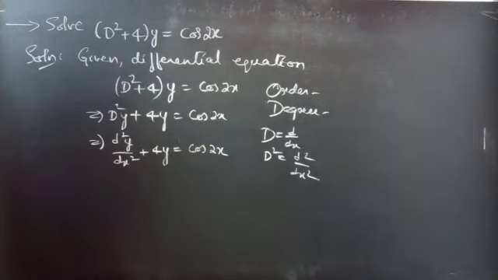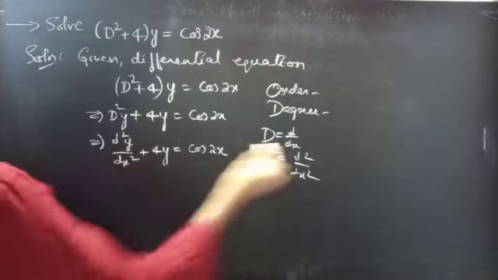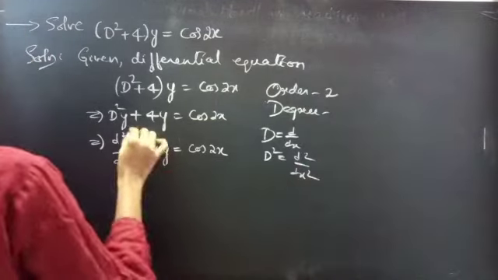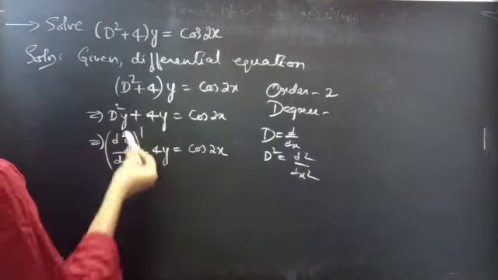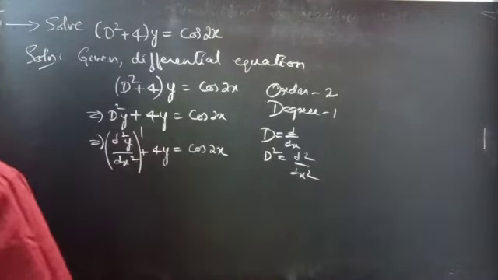Now identify the highest derivative here. d square y by dx square is the highest derivative. So here 2 is the order. And the highest power of the highest derivative is the degree. So here the degree is 1.